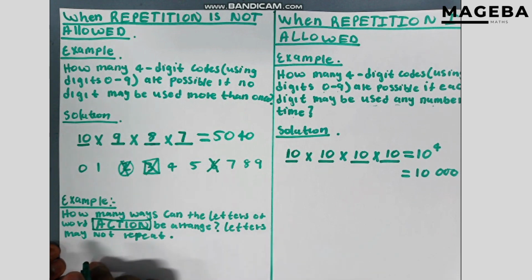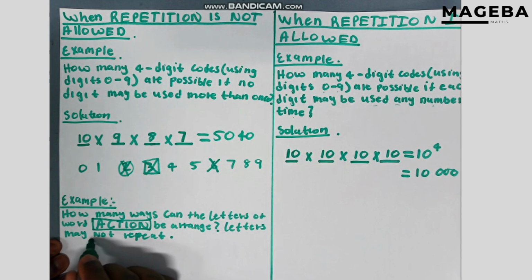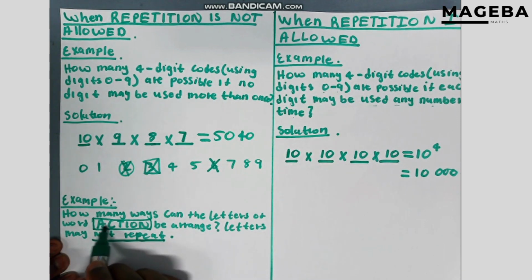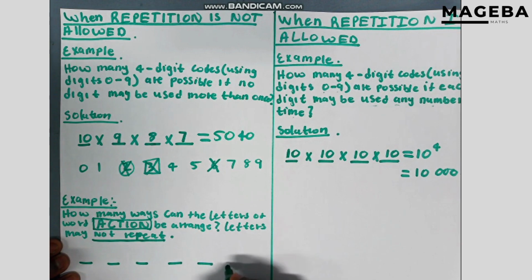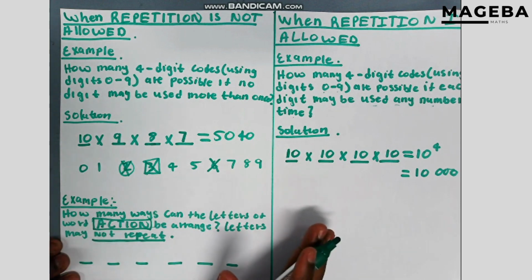Now more important, an important thing that you need to note: not repeated. We have this word action. How many letters are here? 1, 2, 3, 4, 5, 6. So we have 6 letters in this word action, not repeated. So if we are going to use A, we're not going to use A again.